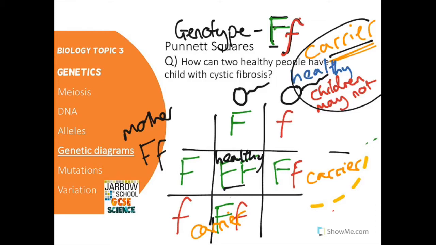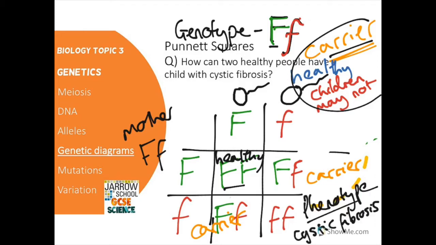And in the final box, this child has inherited a recessive allele from both their mother and father, and because they don't have that healthy allele, they would have the disease cystic fibrosis. So their phenotype would be that they have cystic fibrosis.